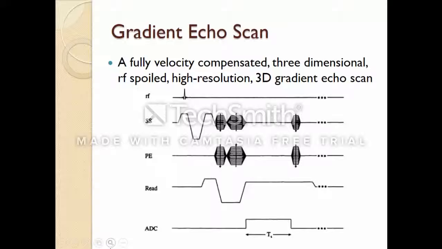Afterwards, the data are encoded in both the phase and partition encoding directions. The phase encoding direction is the y direction, and the partition encoding direction is z, if the rotation axis is the x-axis. Then the read gradient is turned on, and the data are sampled in the meantime. After this, RF spoiling is applied so that no transverse magnetization component remains before the next RF pulse.